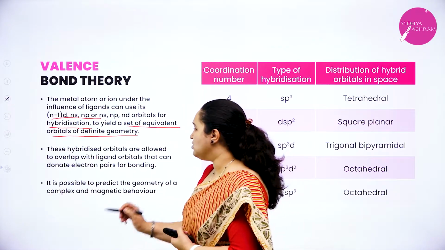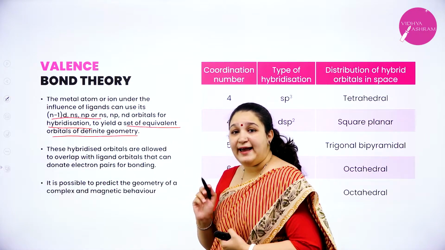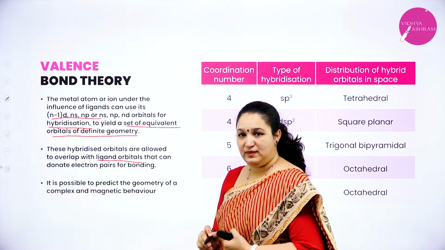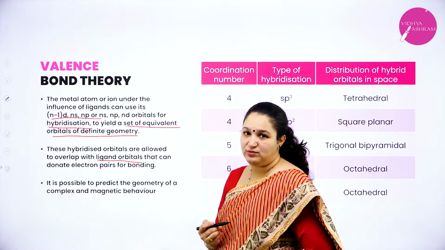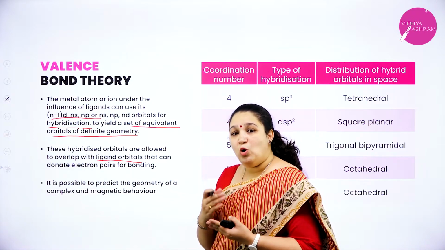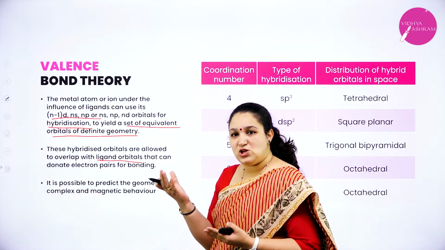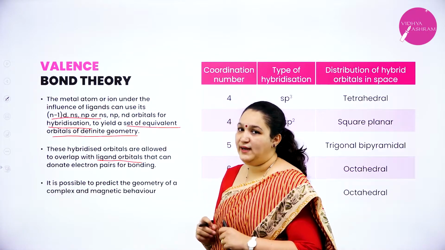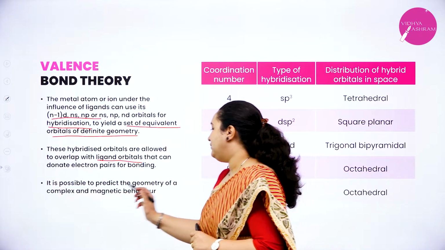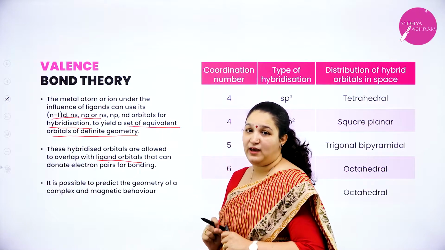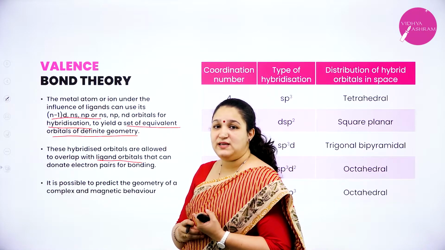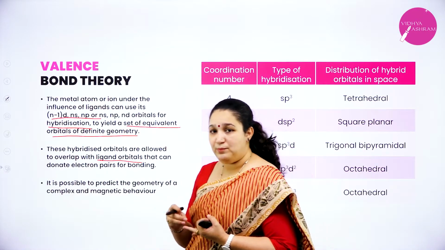Okay. Also, these hybridized orbitals are allowed to overlap with the ligand orbitals that can donate a pair of electrons. Now, these hybridized orbitals are vacant, okay, that will overlap with the filled orbitals of the ligand to form the coordinate bond. Next, it is possible to predict the geometry of the complex and the magnetic behavior. From valence bond theory, you can actually tell the geometry of the complex as well as the magnetic behavior.